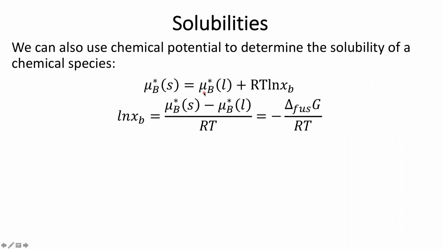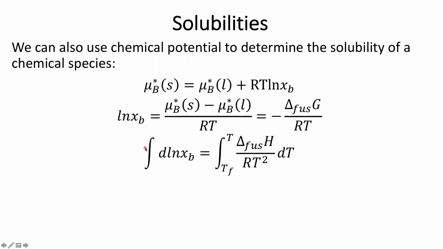So we subtract the chemical potential of the liquid from both sides and then divide by RT. Now, when we do this, you may notice that we're going to have the solid minus the liquid. So this is going to be the same thing as a freezing reaction, which again can be represented by the negative of the free energy of fusion, and then again divided by RT. Then what I can do is essentially try and integrate both sides.